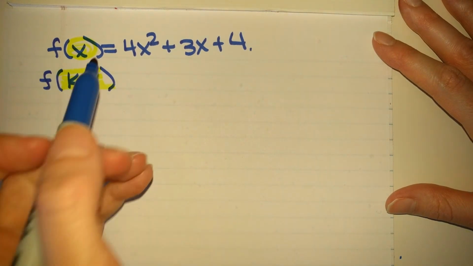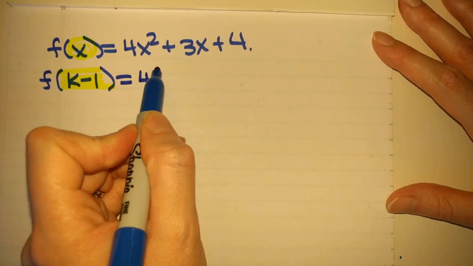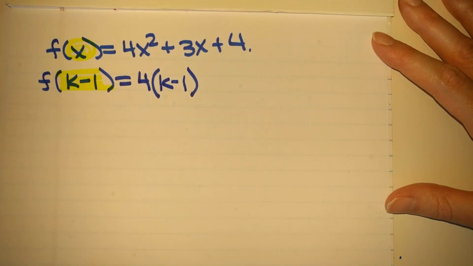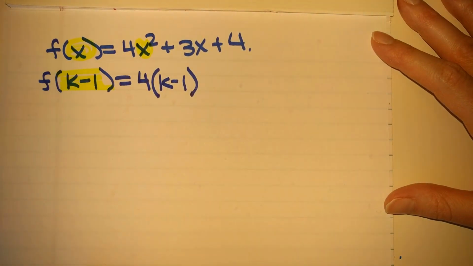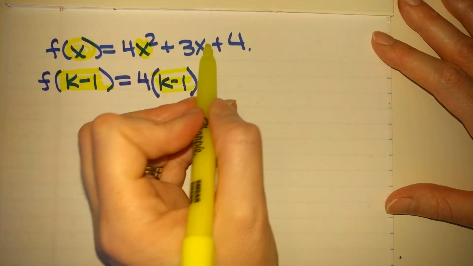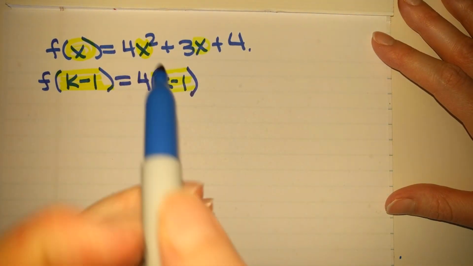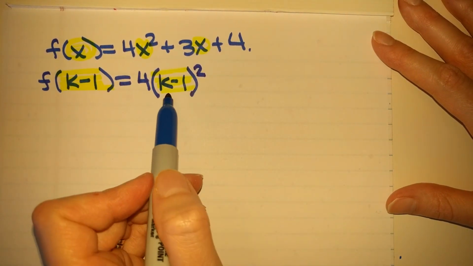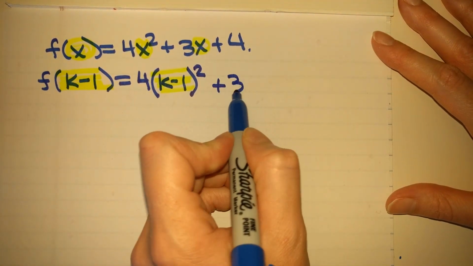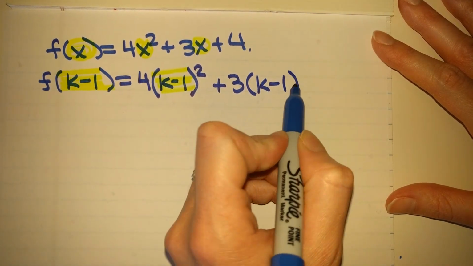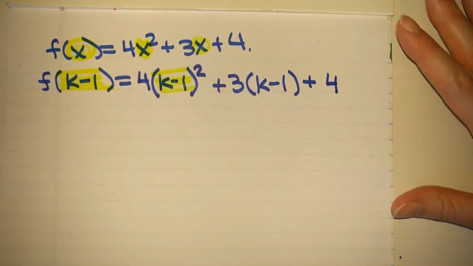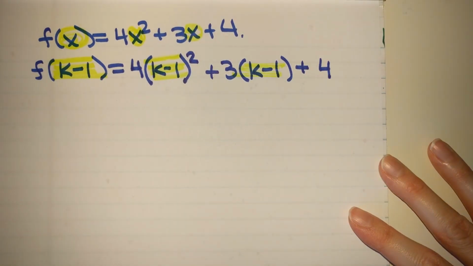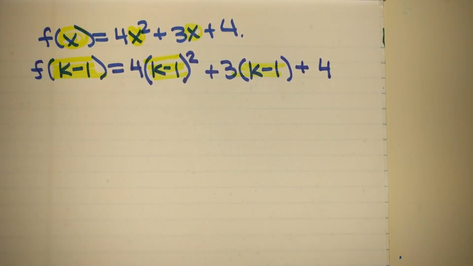And I think it's always important to write down that there are parentheses around the k minus 1. So all of the x's are getting replaced with parentheses k minus 1, and this x will get replaced with parentheses k minus 1. So it'll be 4 parentheses k minus 1 squared plus 3 parentheses k minus 1 plus 4. And then from there, obviously that is not one of the answer choices because that is not a simplified expression.